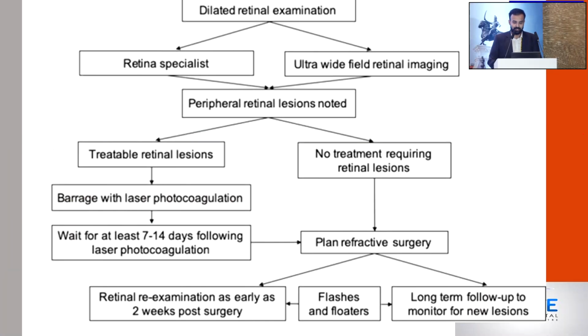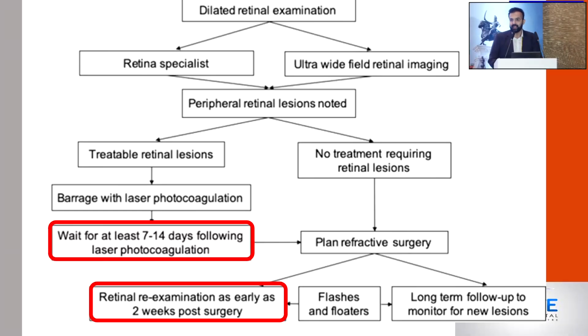Now we have our refractive colleagues and our cataract colleagues who usually refer us for peripheral retinal examination. So once you have spotted a peripheral retinal degeneration which has to be treated, like one with a hole or an HST, then I would recommend that you do a barrage laser and wait at least 7 to 14 days following the laser photocoagulation, and then you go and plan a refractive surgery. I strongly recommend that there should be retinal re-examination as early as 2 weeks after the surgery to make sure that the laser marks have taken up well and there is no risk of retinal detachment in future.